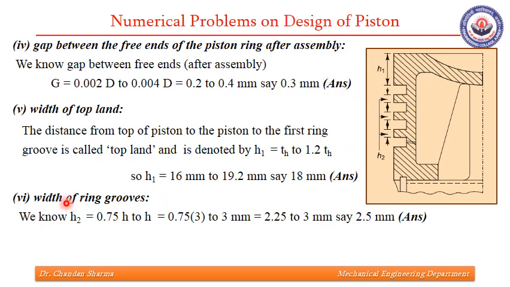Next is width of ring grooves. This is the distance which is called width of ring grooves and denoted by H2. So H2 is in the form of H, it is 0.75 H, where H is the axial thickness we've already found. So H2 comes out to be 2.5 mm.